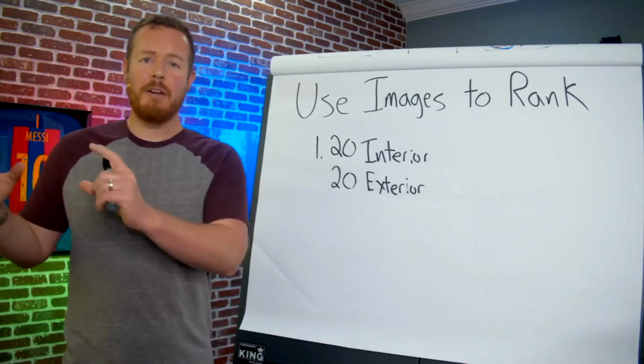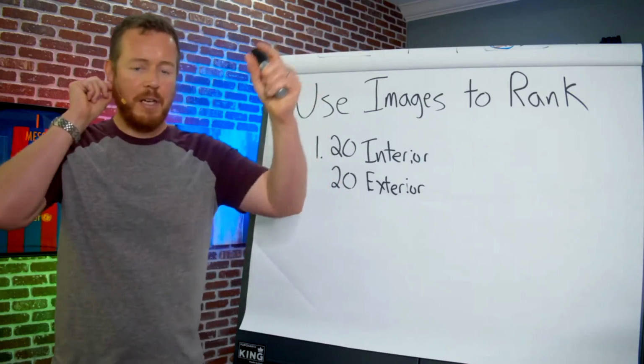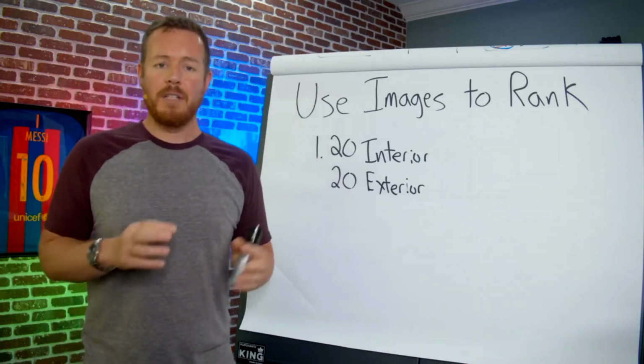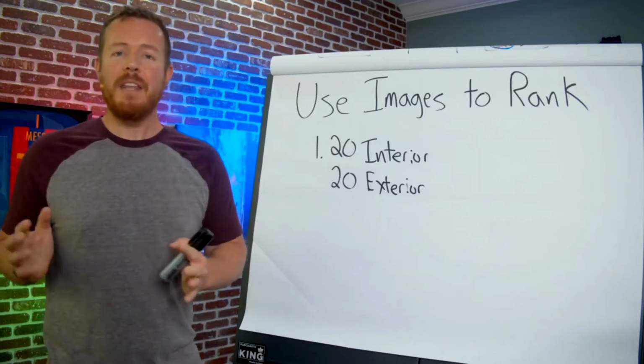And then once you have that, you can also do the exterior. You can just do the outside of your building. You can do your parking lot. You can do your sign. If there's a parking garage, if there's a lobby, basically anything you can think of.